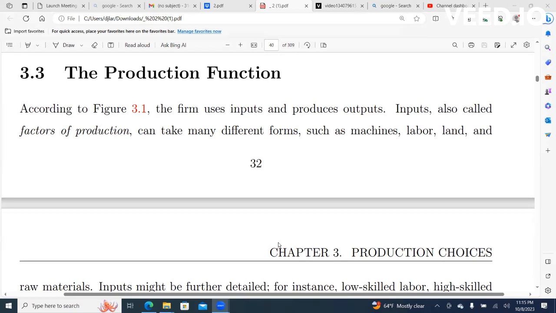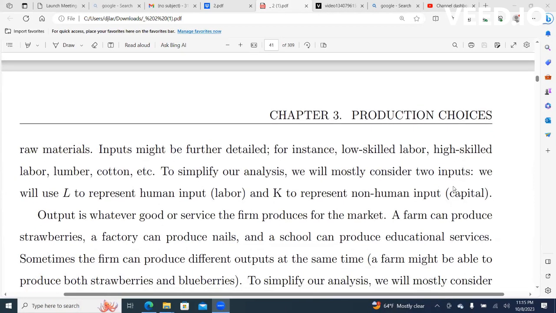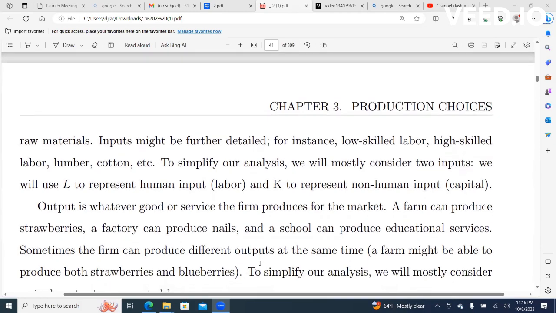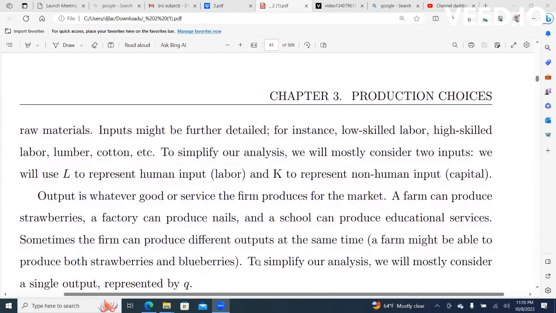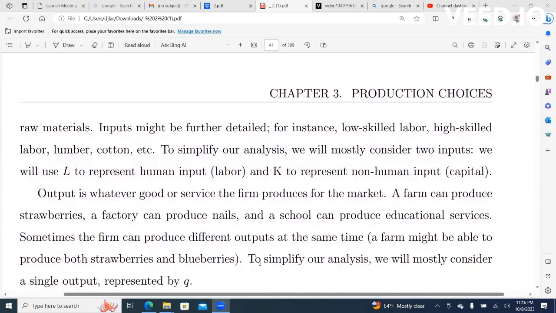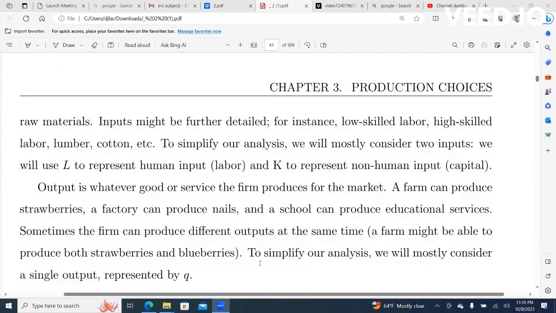The production function, according to figure 3.1: the firm uses inputs and produces outputs. Inputs, also called factors of production, can take many different forms, such as machines, labor, land, and raw materials. Inputs might be further detailed, for instance, low-skilled labor, high-skilled labor, lumber, cotton, etc. To simplify our analysis, we will mostly consider two inputs.